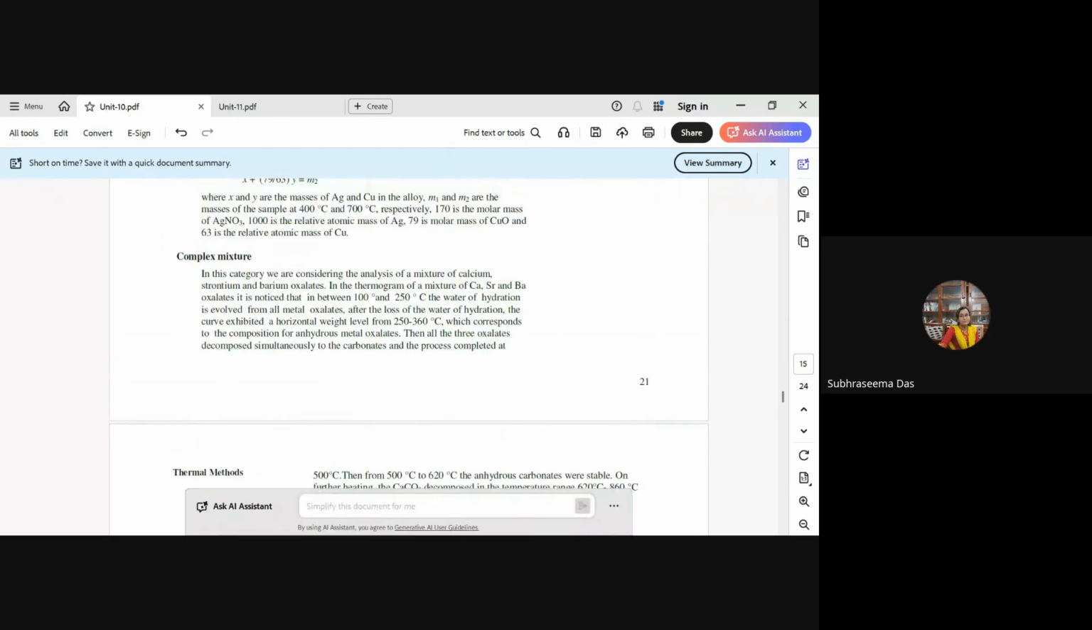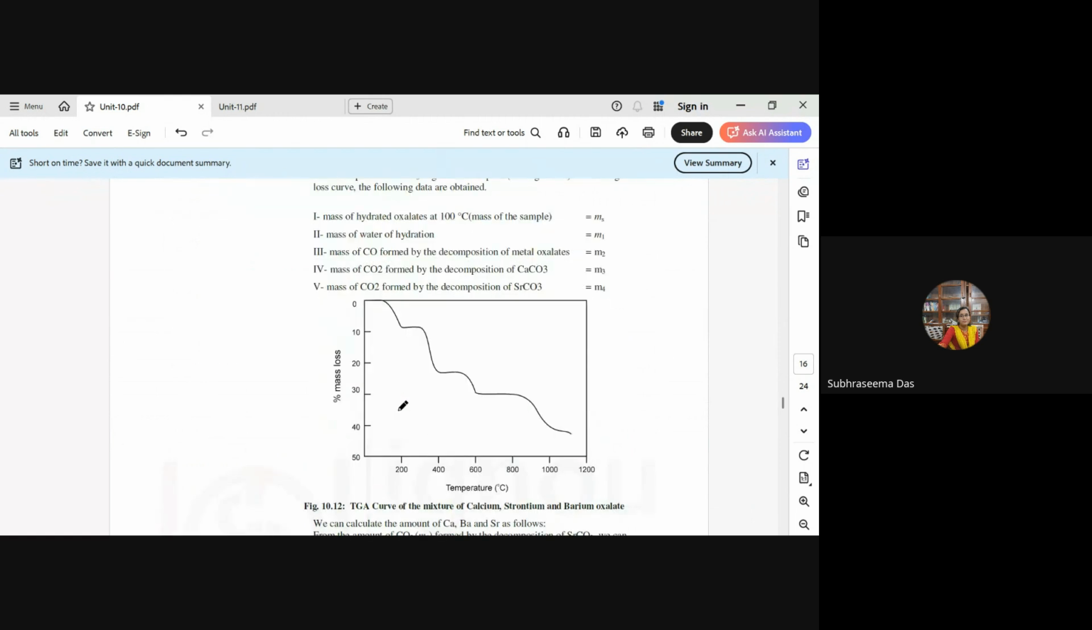So then we will talk about a complex mixture. How do we know the amount of mass present in a complex mixture? For a complex mixture, we take a mixture of calcium, strontium and barium oxalate, and it is noticed that between 100 and 250 degrees centigrade there is moisture loss from the sample. The moisture loss means the loss of water of hydration, and a horizontal weight level from 250 to 360 degrees centigrade is noted, which also corresponds to the composition of the anhydrous metal salts.